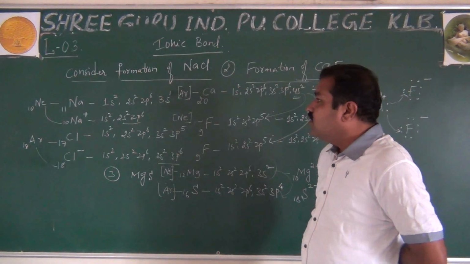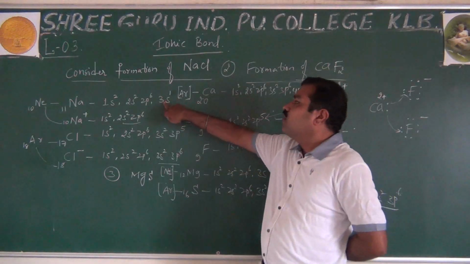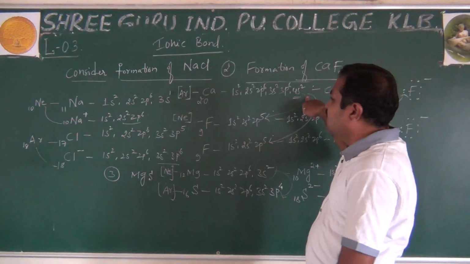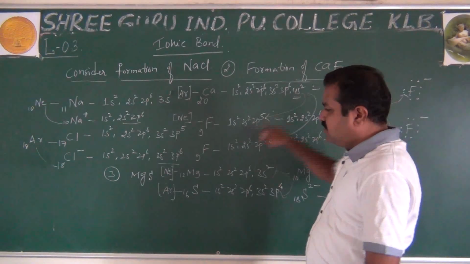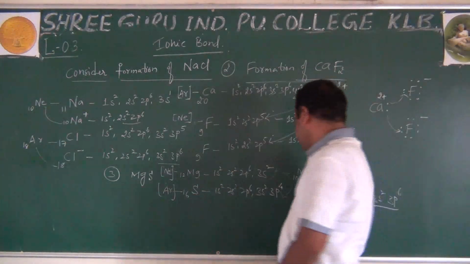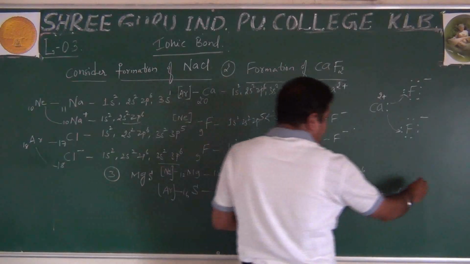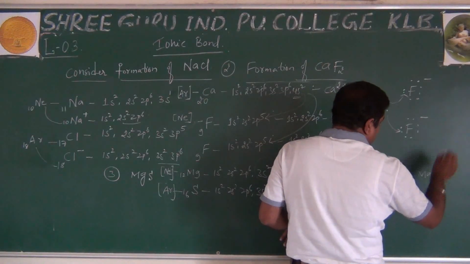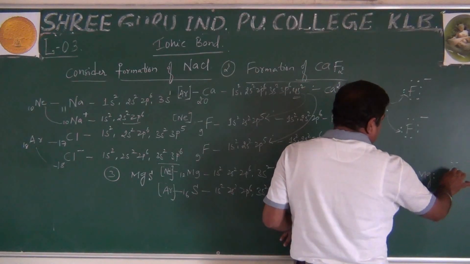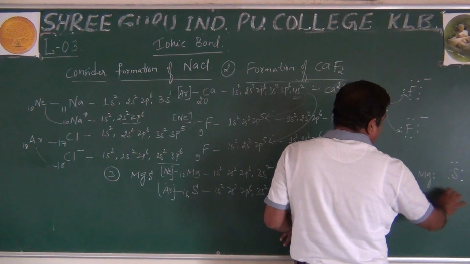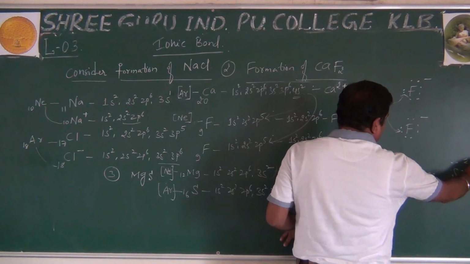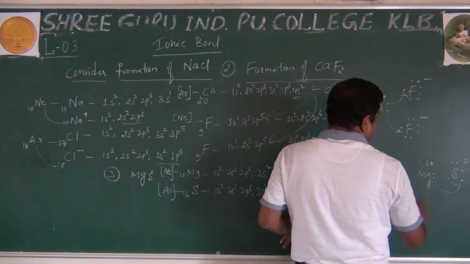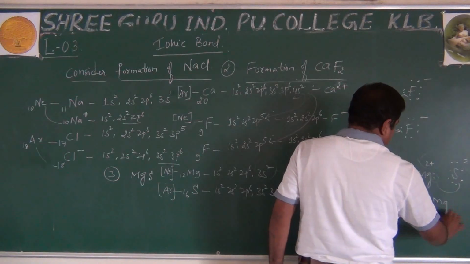In sodium you see it has transferred 1 electron. In the second example, calcium has transferred 2 electrons. And in the third example, magnesium sulfide, Mg2+ and S2−, the charges cancel. Magnesium donates 2 electrons, the 2+ and 2− get cancelled, and it forms what? MgS.